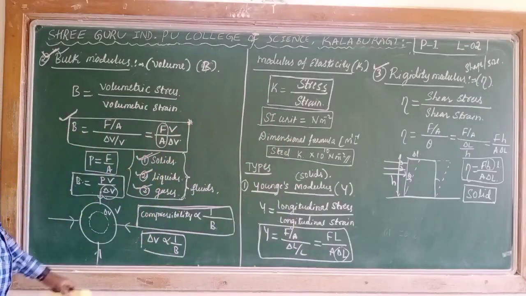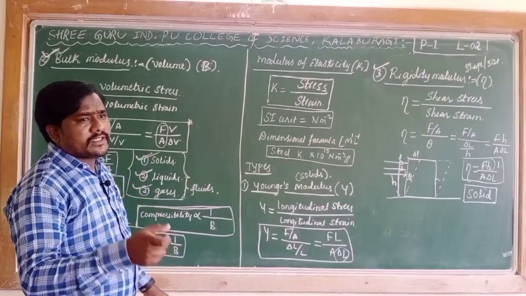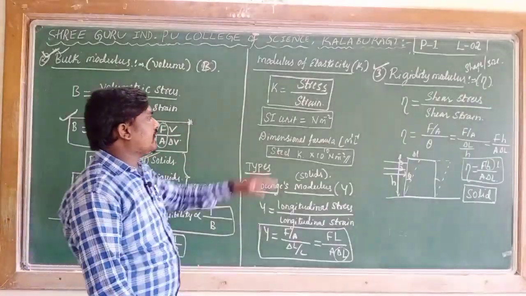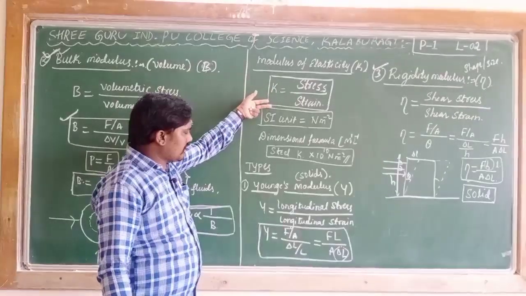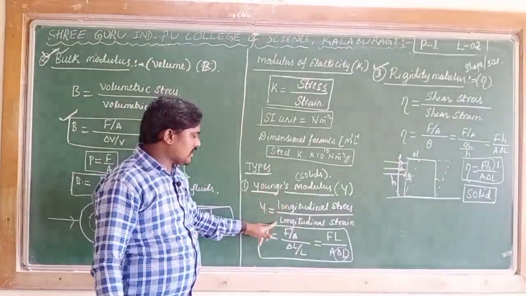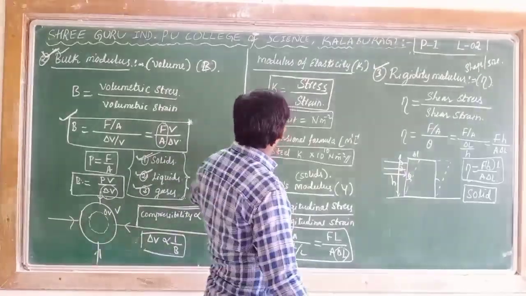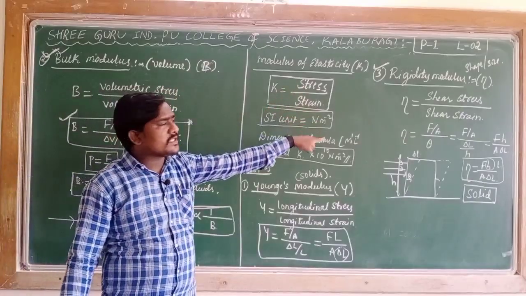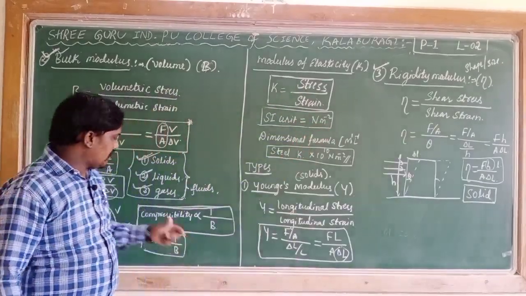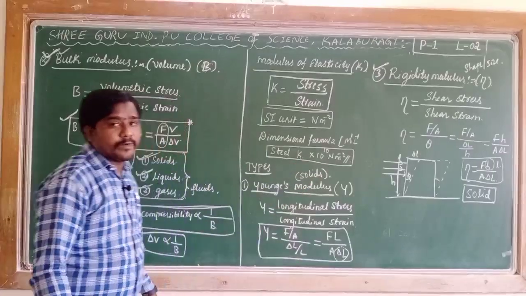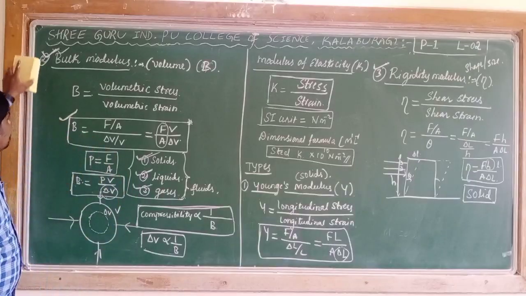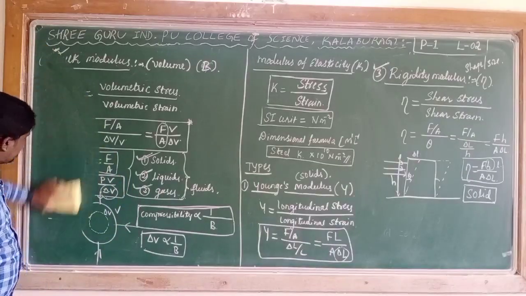And these three types are very important. They may ask in 5 marks: state and explain modulus of elasticity. What is modulus of elasticity? Stress by strain. What is Young's modulus? Longitudinal stress by longitudinal strain. What is bulk modulus? Volumetric stress by volumetric strain. What is rigidity modulus? Shear stress by shear strain. These formulas are very important, you should keep them in your mind. And this is about modulus of elasticity.